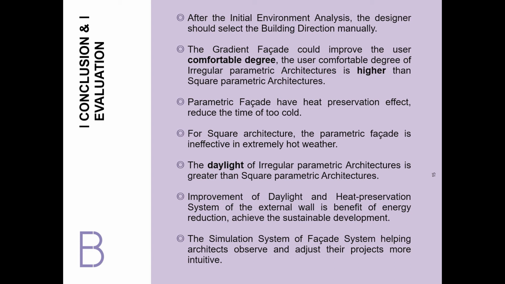In conclusion, after the initial environmental analysis, the designer should select the building direction manually. The gradient facade could improve the user comfortable degree. The irregular parametric architecture is higher than the square one. The parametric facade has had persuasive effects, reducing the time of too cold. For the square architecture, the parametric facade is ineffective in extremely hot weather. The daylight of the irregular parametric architecture is greater than the square one.